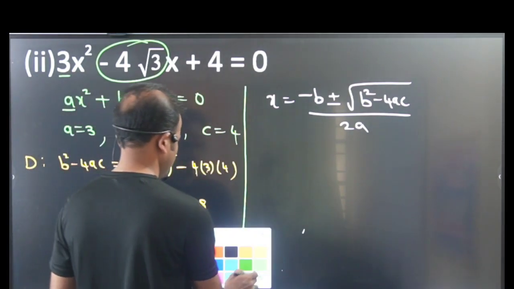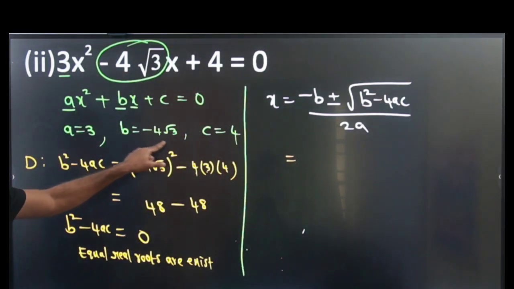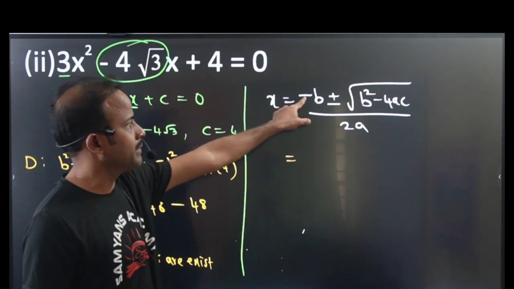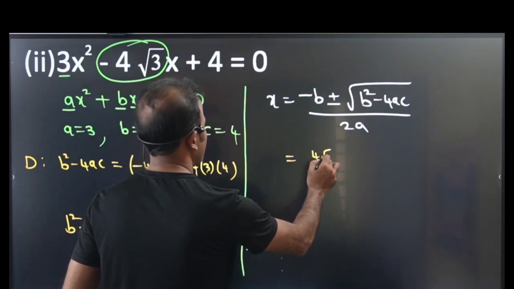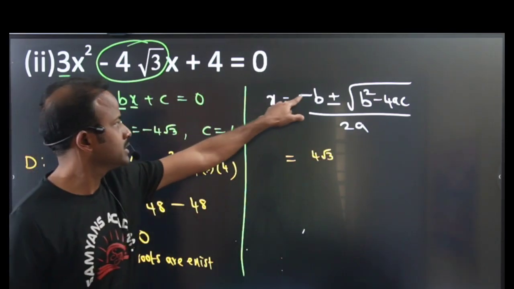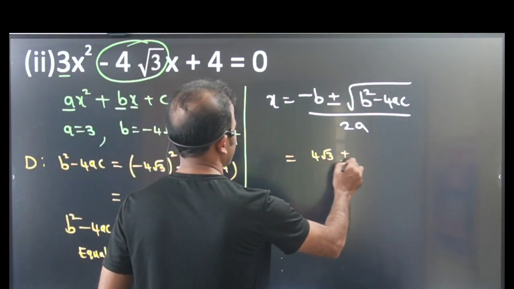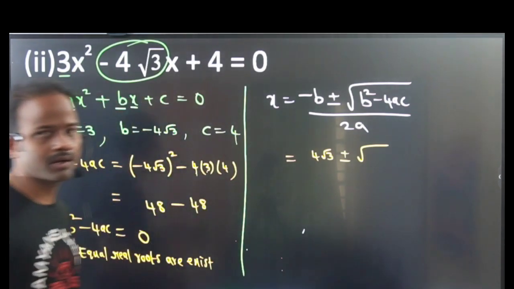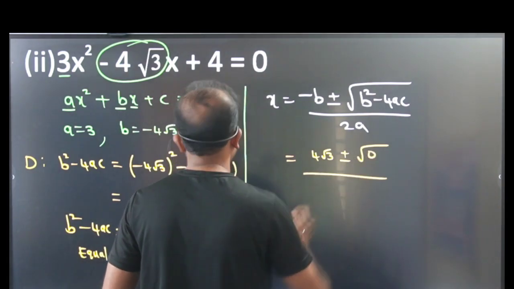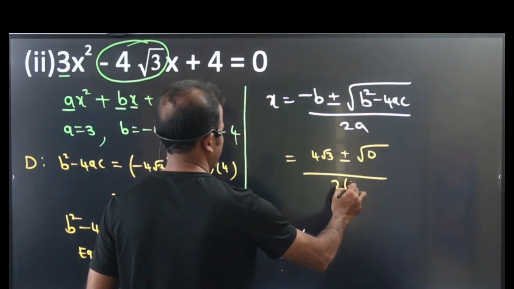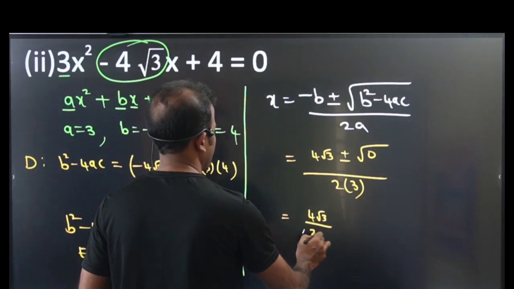Now you see, what is the value of b we have here? That is minus 4 root 3. Here b, minus of minus 4 root 3, will become plus 4 root 3. Minus into this minus will become plus, right? So in between we have plus or minus. So b square minus 4ac value we already got as 0 here. Directly we can take this value by 2a, 2 into 3. So 4 root 3 by 2 into 3.